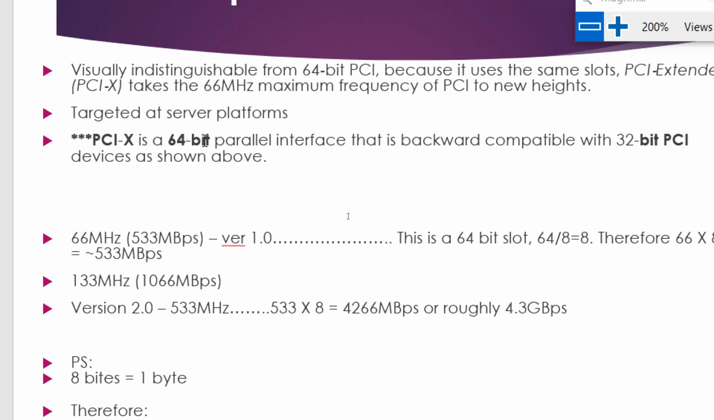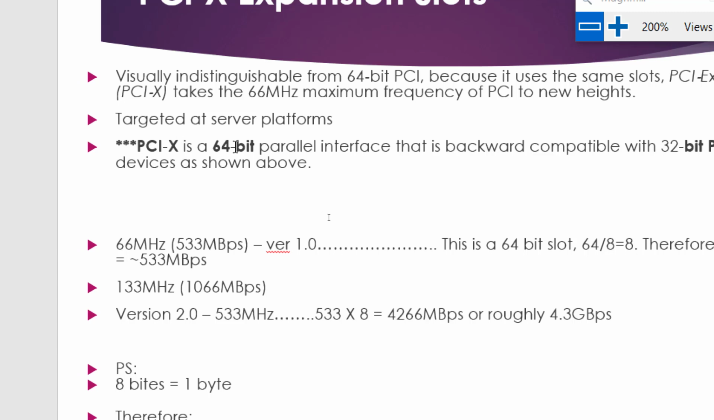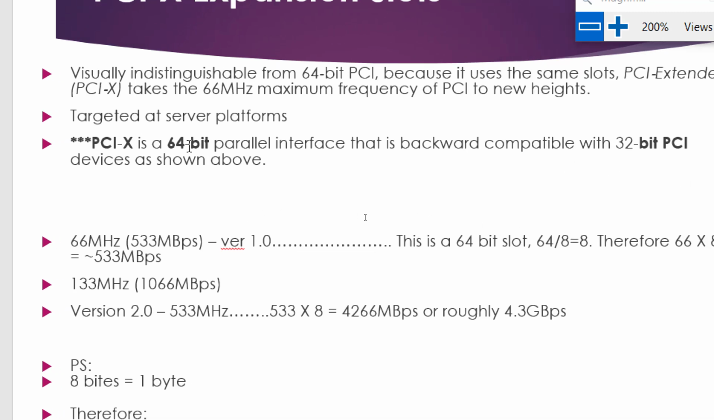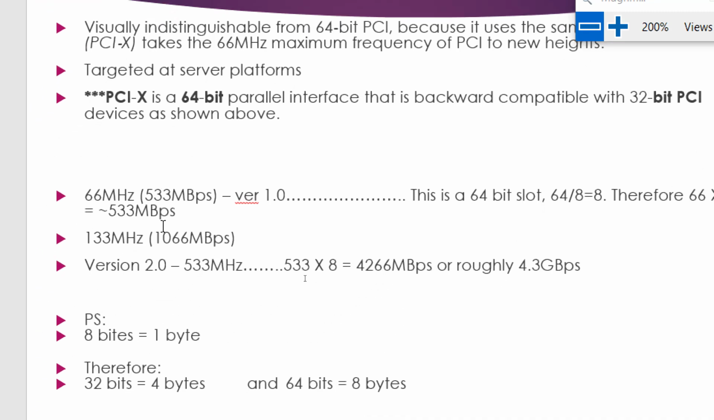So PCIe X is for server platforms, and it is a parallel interface that is backward compatible with 32-bit as well. Backward compatible just means that if the server has slots for 32-bit, the 64-bit card can be placed there as well. It will not perform at 64-bit level if it is placed on a 32-bit slot, which is the white ones here on the motherboard, right? And the card that I showed you already, we're talking about that. But these are just the technical details. 66 megahertz or 533 Mbps, 533 megabits per second of data can be passed.